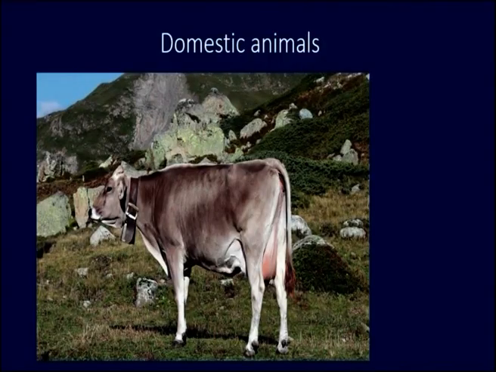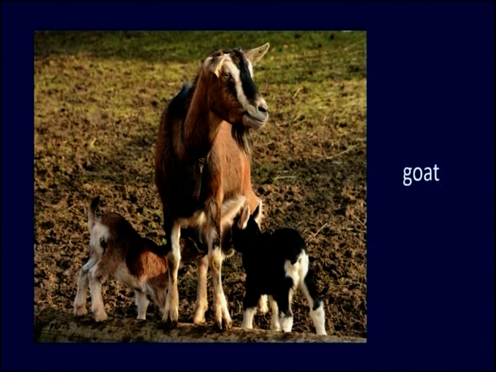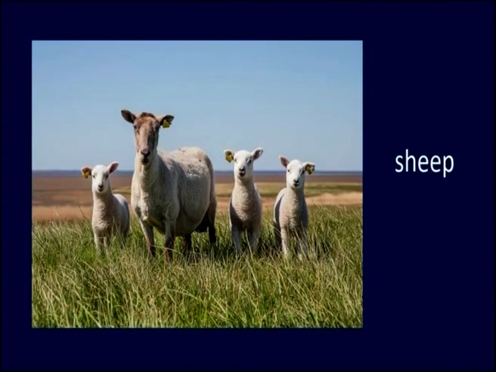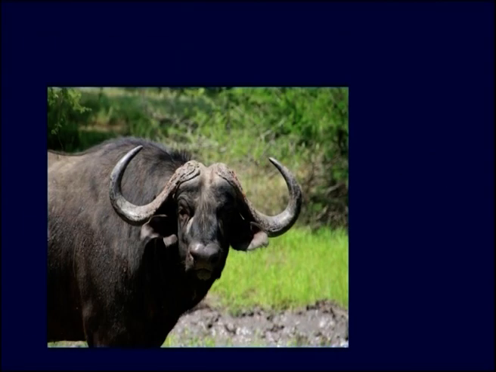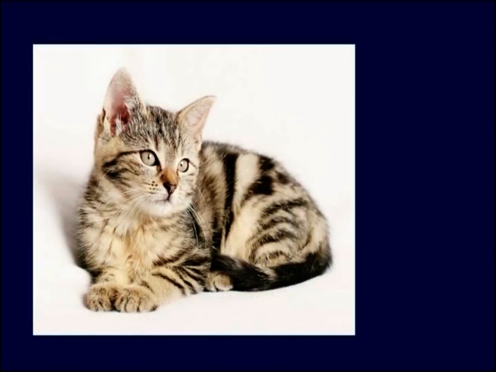Children, can you name some domestic animals? Look at the picture. Domestic animals. This is a cow. Cow gives us milk. Next, this is a goat. Goat gives us meat and milk. Sheep. Sheep gives us wool. This is a buffalo. Buffalo gives us milk. Dog. Dog guards our home. Cat. Cat catches mice. Very good children, you have named all the animals correctly.